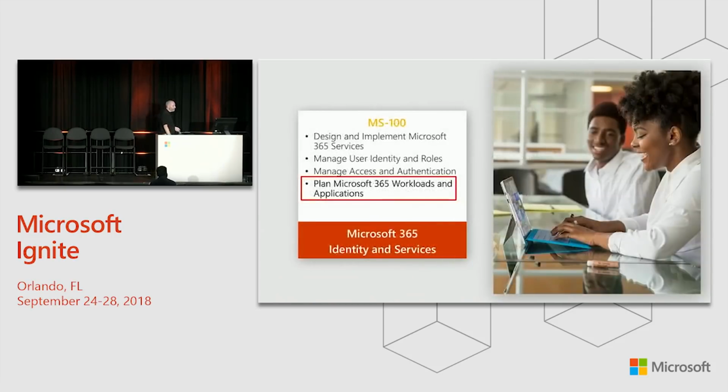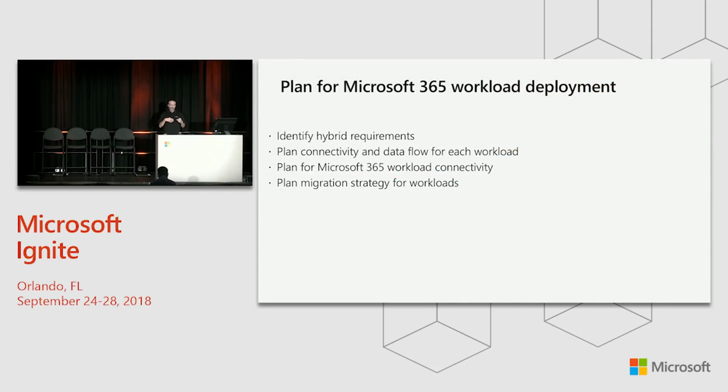Okay, final area, guys, and then we've got a few wrap-up things after this. Plan M365 workloads and applications. So now we've got to start thinking a little bit more about those workloads, Exchange, SharePoint, OneDrive, and start having a little bit of knowledge on those, because there are going to be massive overlaps between what they need when they're doing hybrid deployments and what you are provisioning for them.